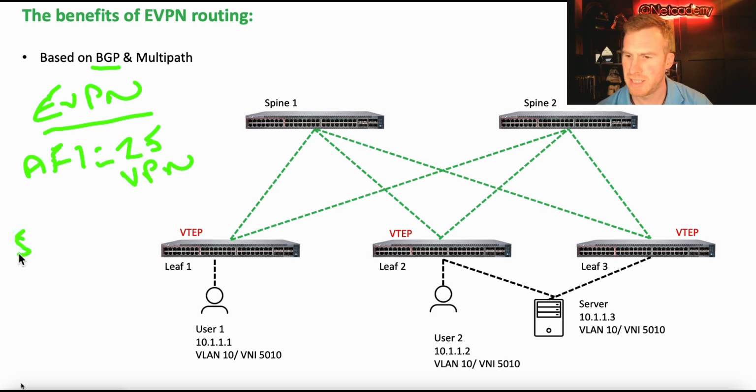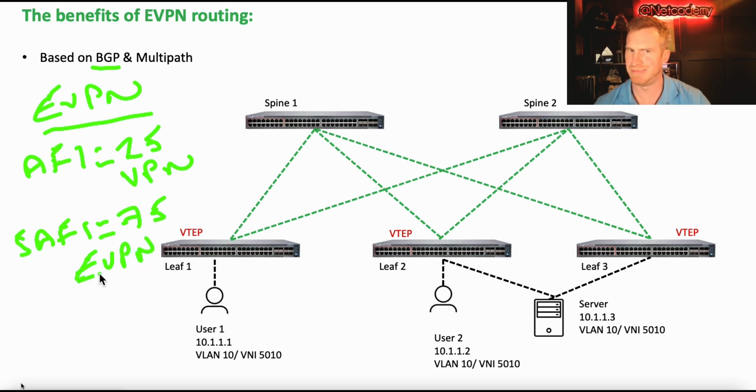But then you've got this subsequent address family indicator, or SAFI as I call it, and this is defined to be 75 if I remember correctly, and that is defining EVPN, or Ethernet Virtual Private Network. So that in itself is concrete evidence that BGP is the protocol that is carrying EVPN. Obviously, we're referring to MP-BGP here, multiprotocol BGP, because BGP in itself is massive. It could do a hell of a lot.